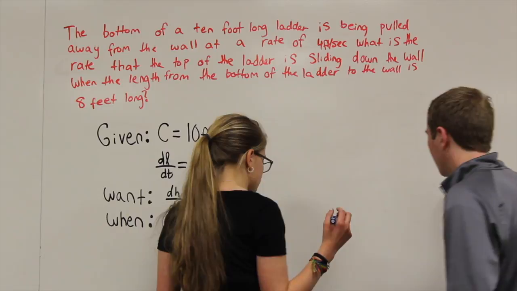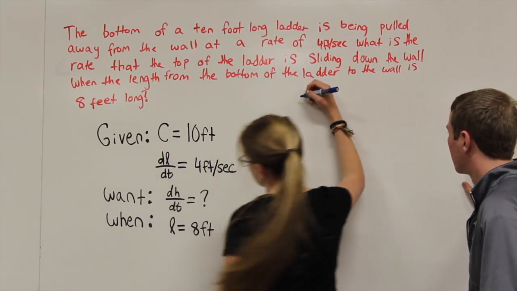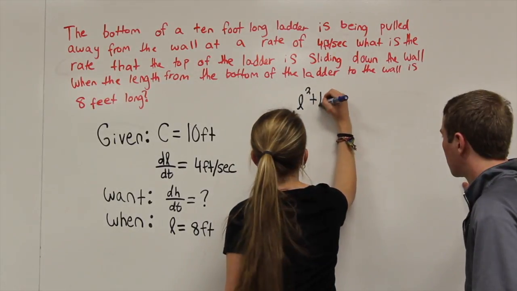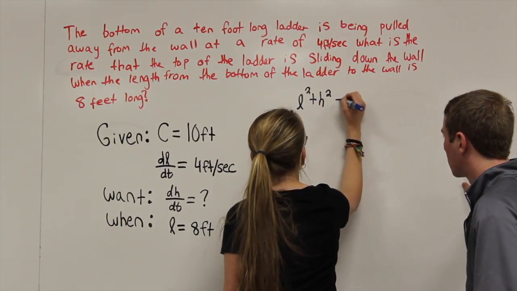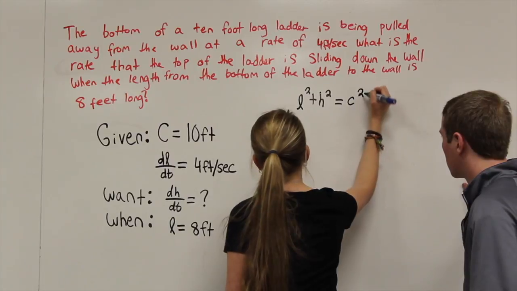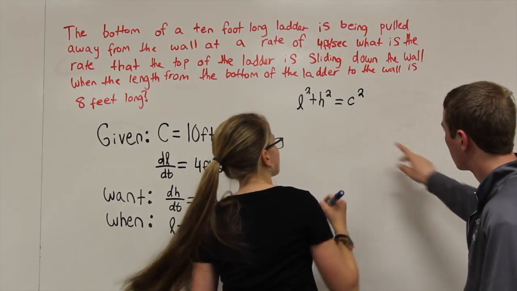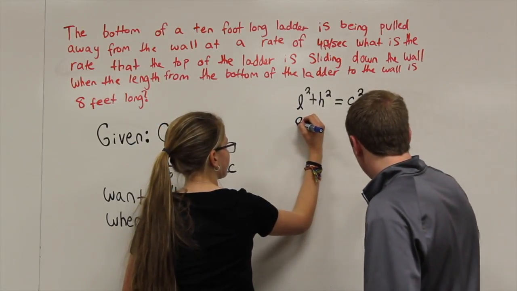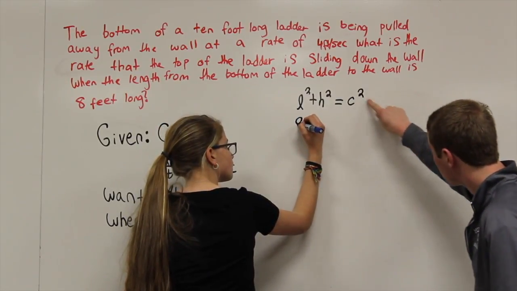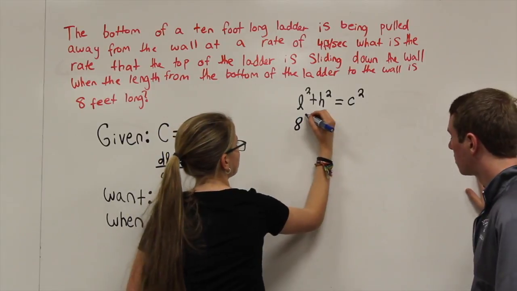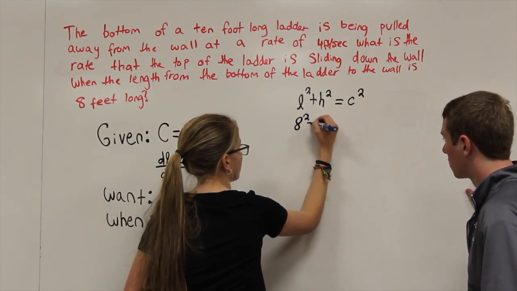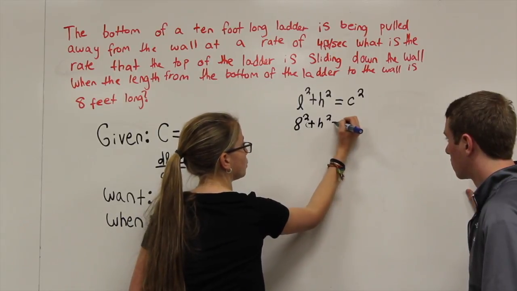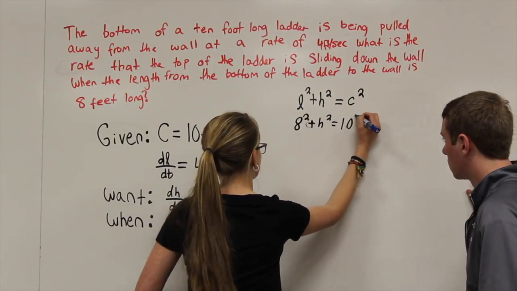So from here, we can use the Pythagorean theorem, in which case we know that L, the bottom side, squared, plus H, the side, squared, equals C squared, which is the hypotenuse. Alright, and L would be the bottom, H would be the side, and C is the hypotenuse. Good, in which case we know that the bottom is equal to 8, so it would be 8 squared, plus H squared, which we don't know yet, equals 10 squared, because 10 is equal to C.